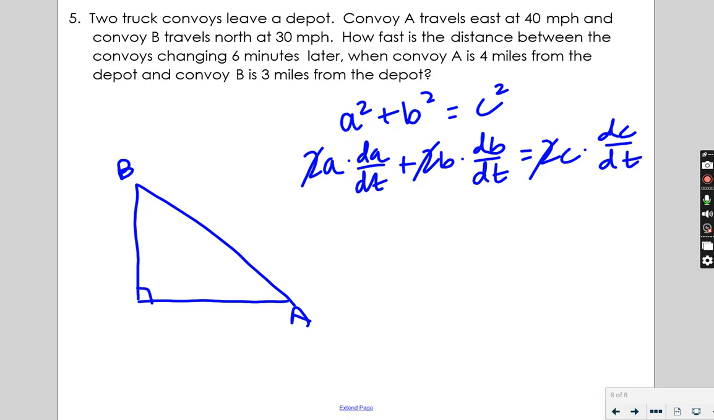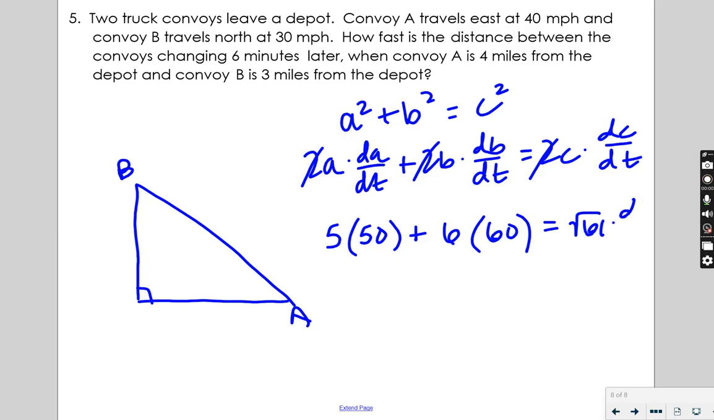A was 5, and A's speed was 50. B was 6, truck B's speed was 60 miles an hour. You had to do a little Pythagorean theorem to figure out C, which was root 61, and we're solving for dC/dt. So add that up, divide by root 61. So 610 over root 61, or 78.102 miles per hour. How'd we do? Did you get it? All right, so yay, you have no homework now.